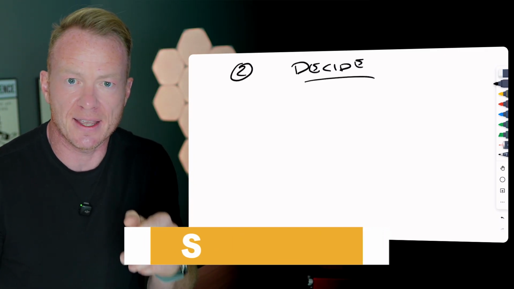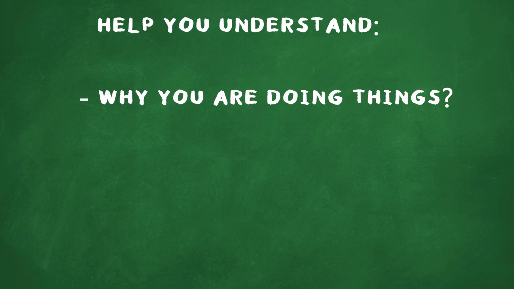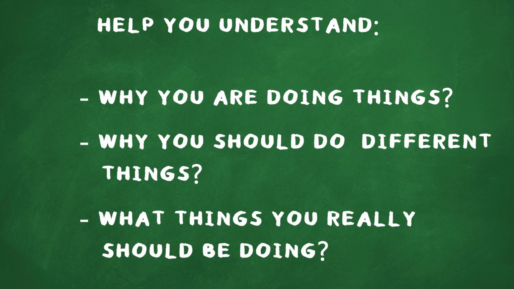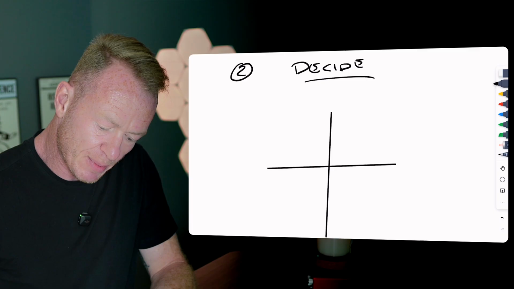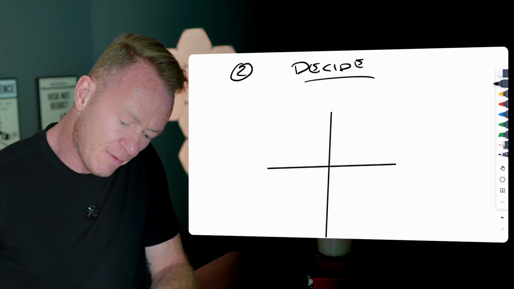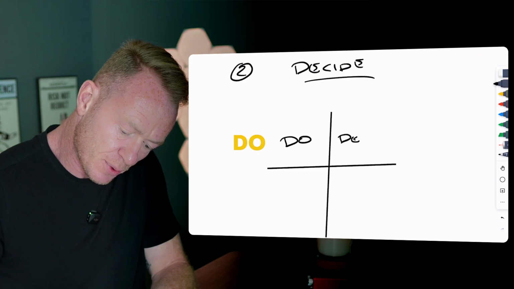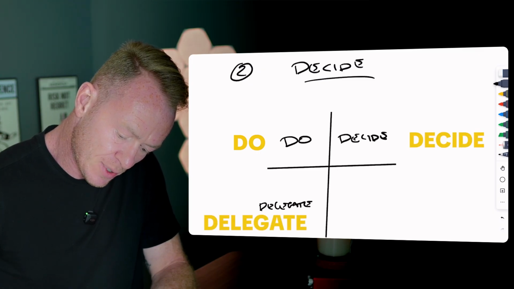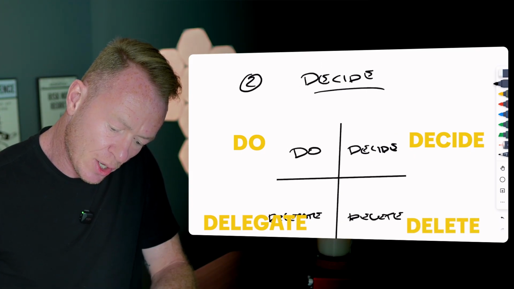Decide is a great process that helps you understand why you're doing things, why you should be doing different things, and what things you really shouldn't be doing. You've probably seen me do this before if you're coming back to the channel. It's the matrix, and in the matrix there are 4 quadrants. The first one is do. The next one is decide. The next one is delegate. And the next one is delete.